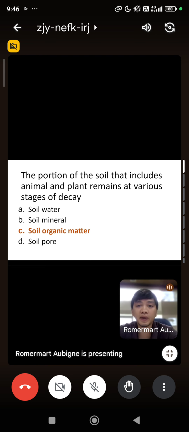The soil organic matter refers to the decomposing plant and animal material in the soil. Soil pore refers to the spaces between the soil particles which allow air and water to move through the soil. Soil pore space is important for root growth, soil aeration, and water infiltration.